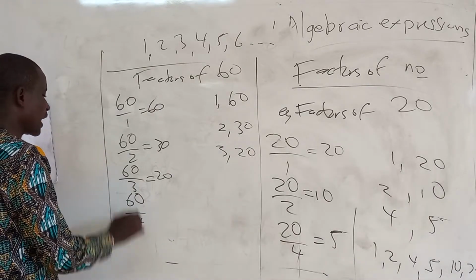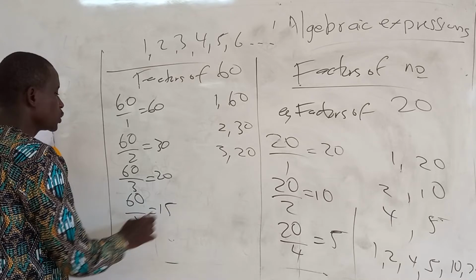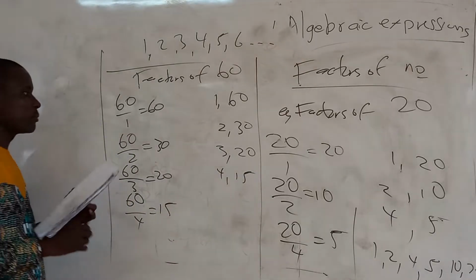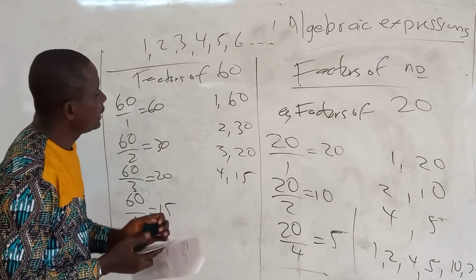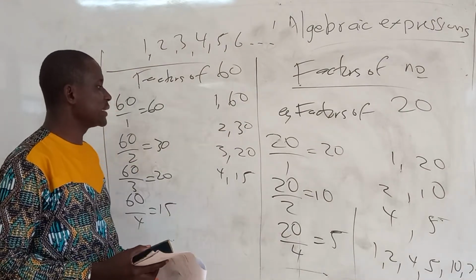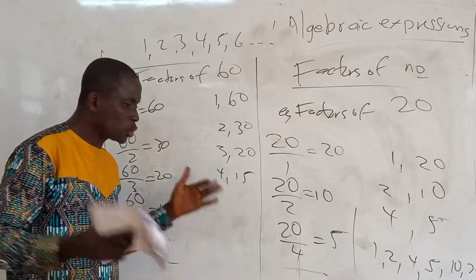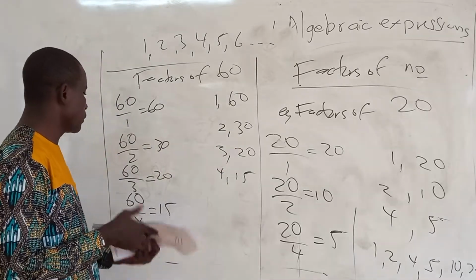60 over 4. Look at the progressive manner. So we have 4 and 15. So look at the order. You see that as you move on, 2 and 30 is between 1 and 60. 3 and 20 is between 2 and 30. So we are closing, we are just closing.